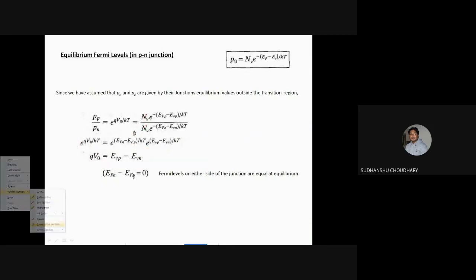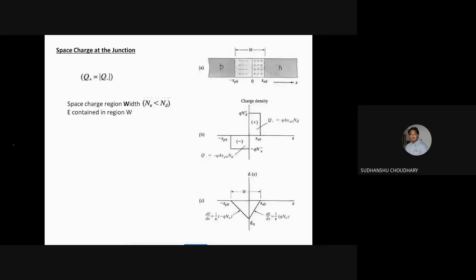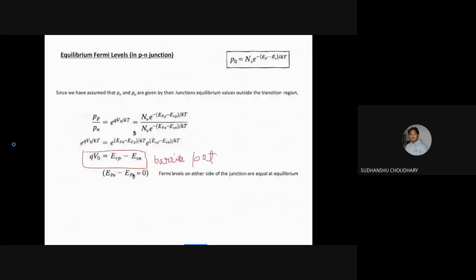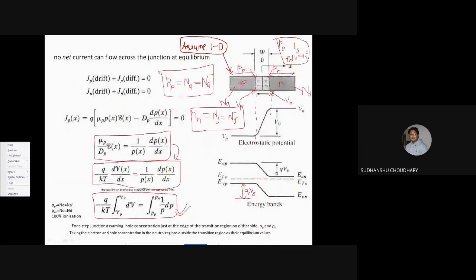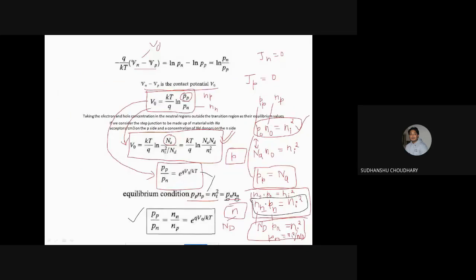Maybe I'll erase everything. Right, that is this one. So this is my barrier potential in the energy band diagram, for holes. Similarly, one can find the barrier potential for electrons, which will be equal to ECP minus ECN. So that will be equal to QV naught again. That can be arrived at by considering the electron current density is 0.